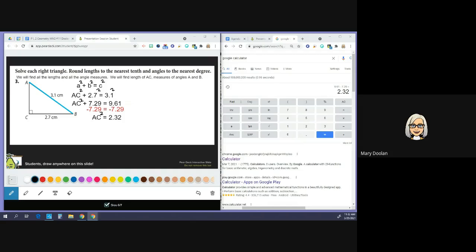One more, yeah. AC squared is 2 1/32. I want just AC by itself, so we have to take the square root of both sides.